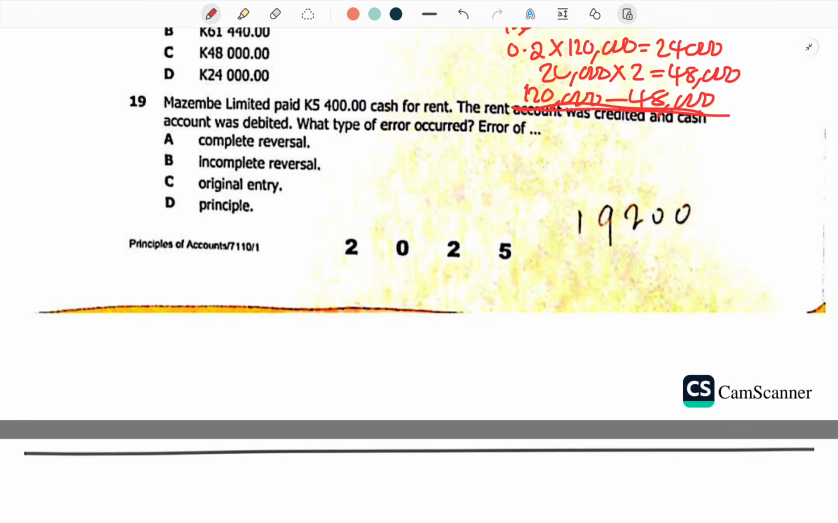Mazembe Limited paid 5,400 cash for rent. The rent account was credited and cash was debited. What type of error occurred? So, error of complete reversal.